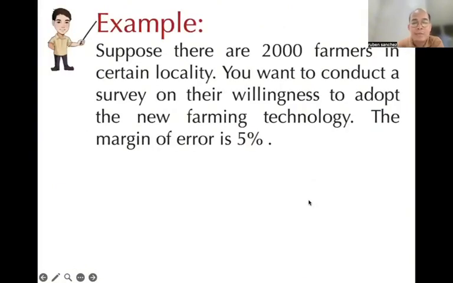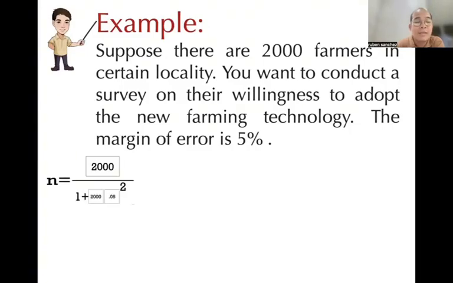So let's take an example. Suppose there are 2,000 farmers in a certain locality, and you want to conduct a survey on their willingness to adopt the new farming technology. The margin of error is 5%. So therefore, class, it's just a matter of substituting the given values. The population is 2,000, and the 1 is constant here, plus the population 2,000. The margin of error is 5%, so that's 0.05 raised to the power of 2.